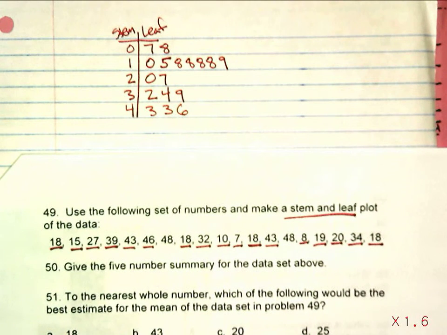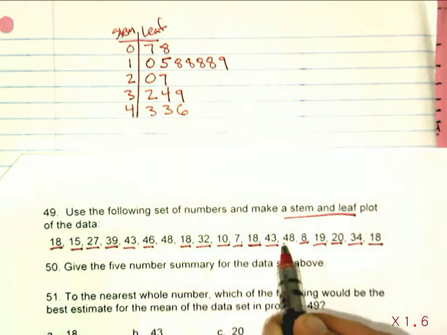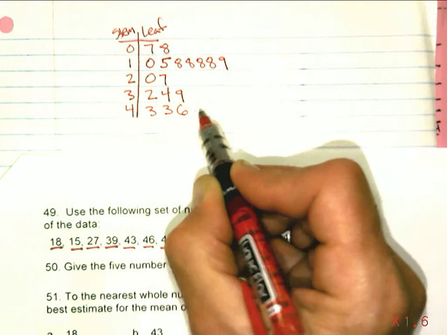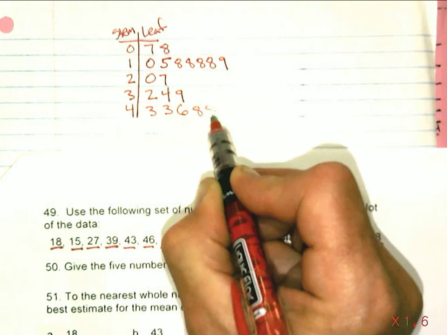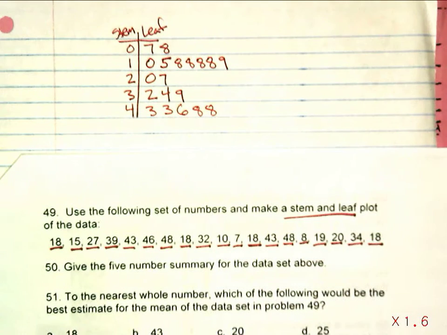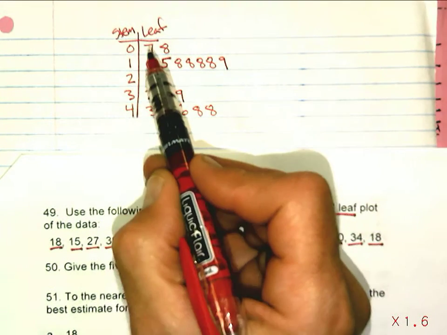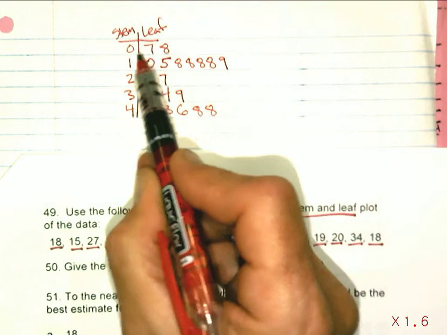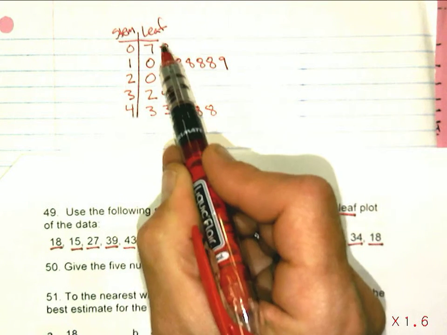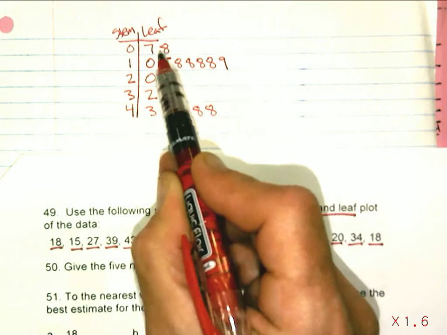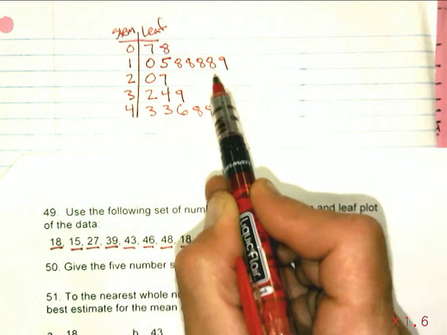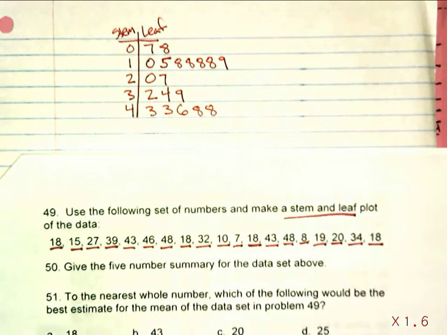And then the last two numbers are both 48s, so 8 and 8. And so there's my stem and leaf plot for question number 49 for this problem. The stems are the tens digits, and the leaves are the ones digits, and I have all of the numbers listed here. And again, this allows me to see trends in the data and see where the numbers are.